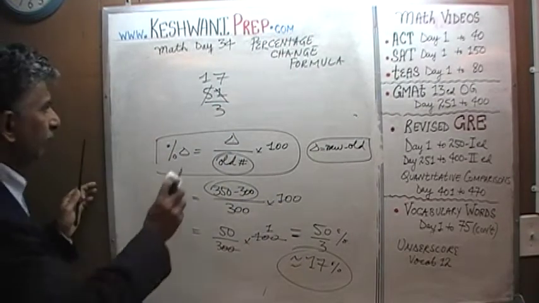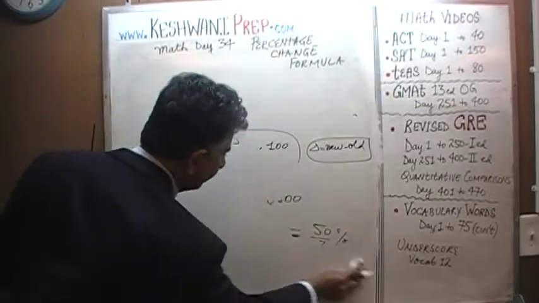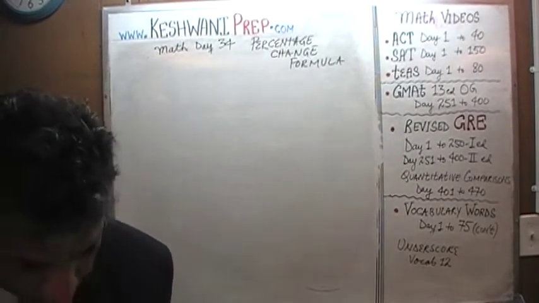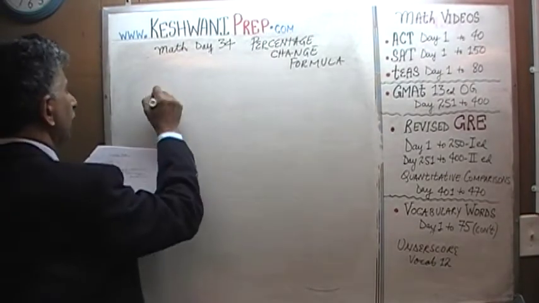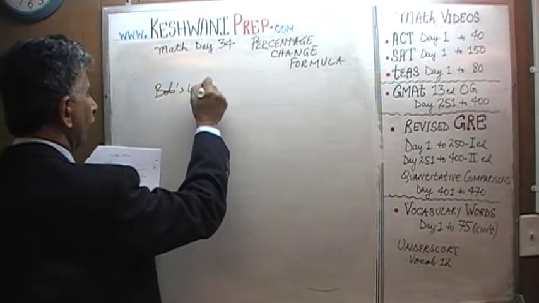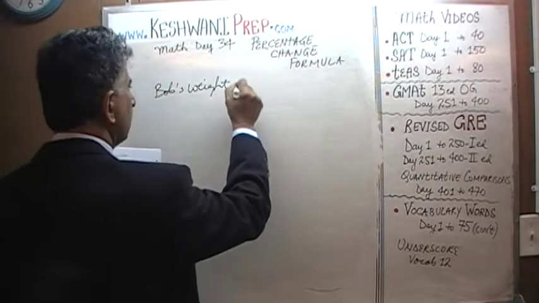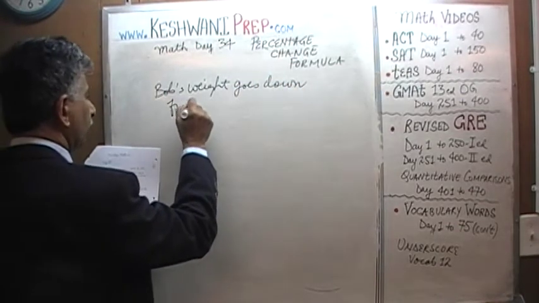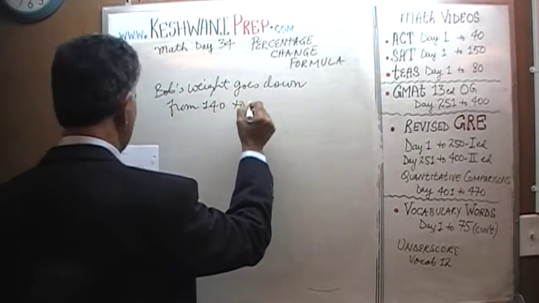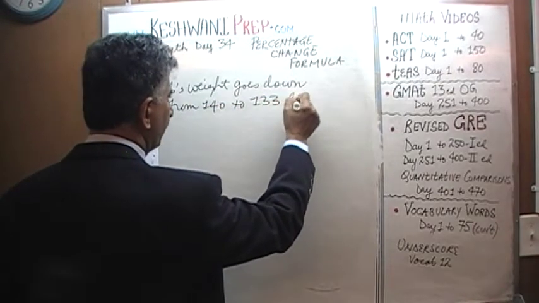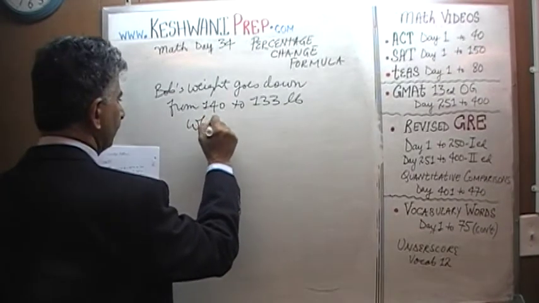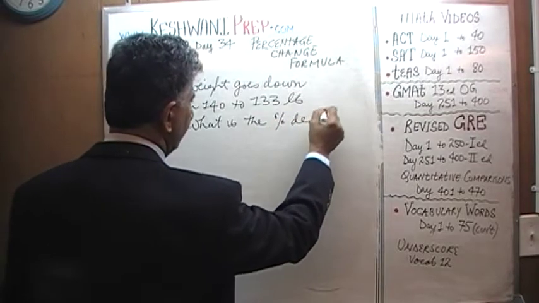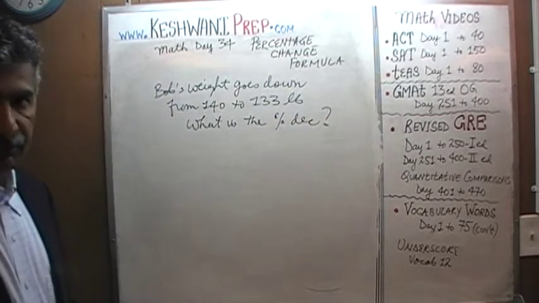Let's continue. Let's do one more problem. We are told that Bob's weight goes down from 140 to 133 pounds. The question is, what is the percentage decrease? What's the percentage decrease? Let's find out, shall we?